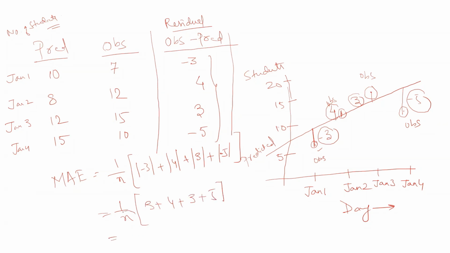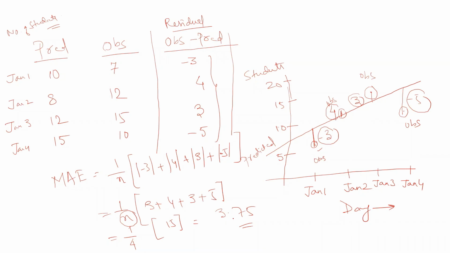And we have number of terms n equal to 4 here because we have only 4 terms for 4 days. So 1 by 4, and you have 3 plus 4, 7, 7 plus 3, 10, and 15. So 15 by 4. So my mean absolute error is going to be 3.75. I hope we all understand now what is mean absolute error.